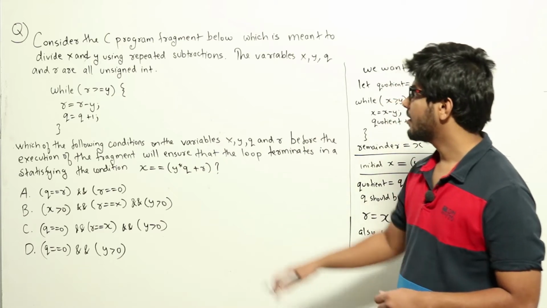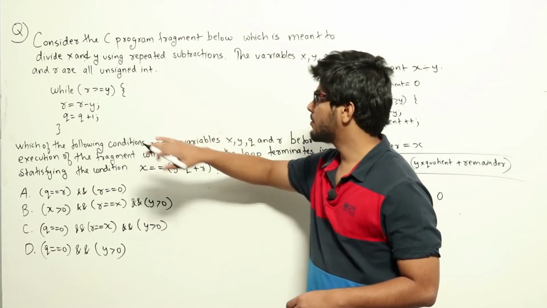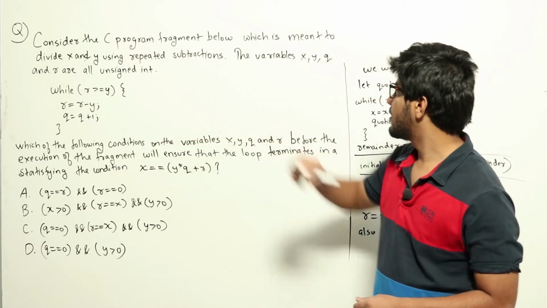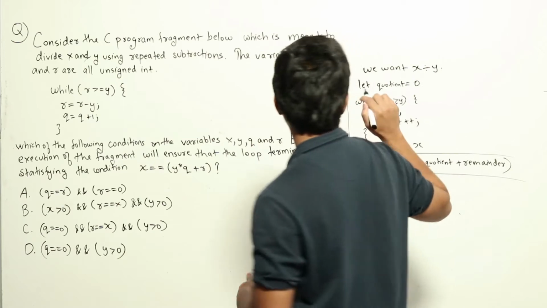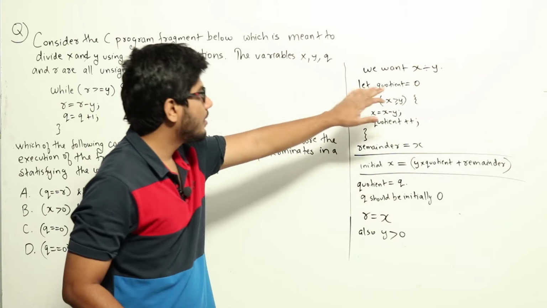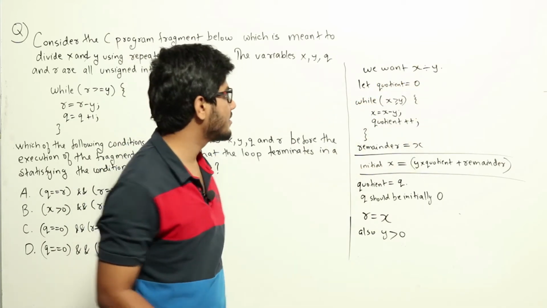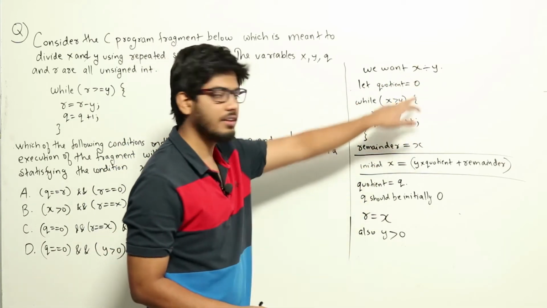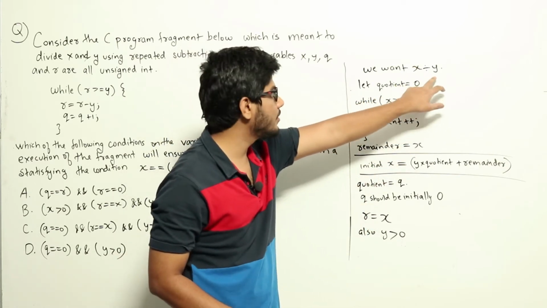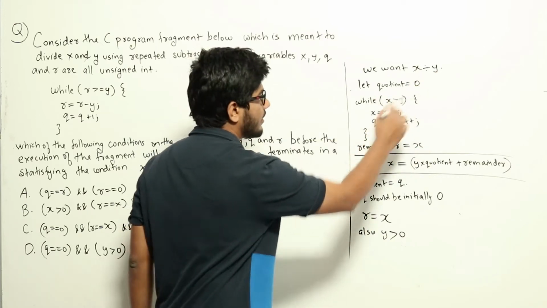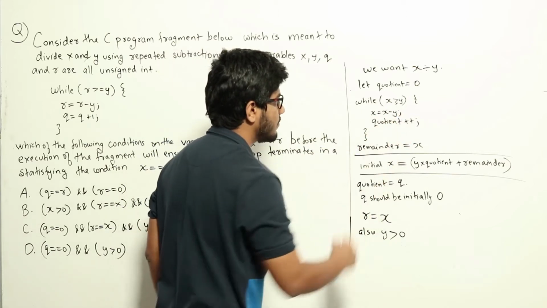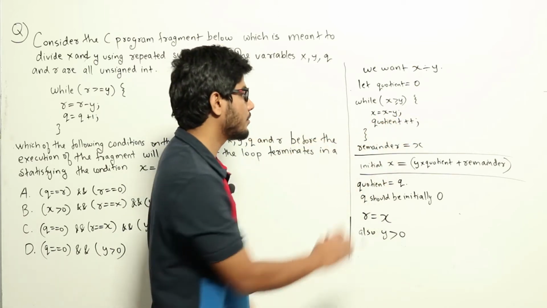Now this is the code fragment given to us in order to do x divided by y using repeated subtraction. So I'll show you how to do that. What we want is to do x divided by y. Now how to do it using repeated subtractions is, initially let the quotient equal 0, and while x is greater than or equal to y, we need to divide x with y. While x is greater than or equal to y, we'll subtract 1 y from x, meaning x will become x minus y, and then we'll add 1 to quotient, quotient plus plus.